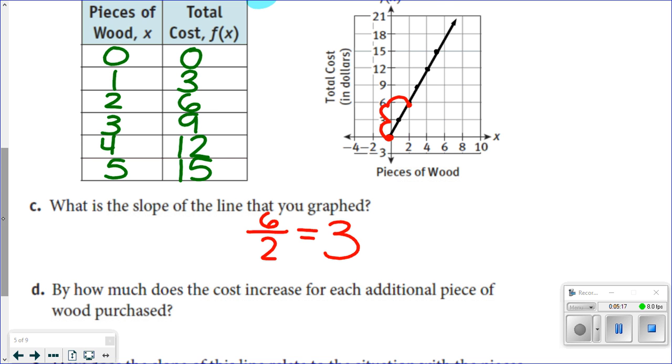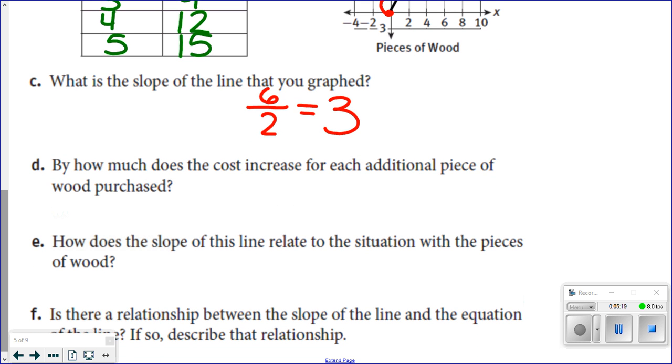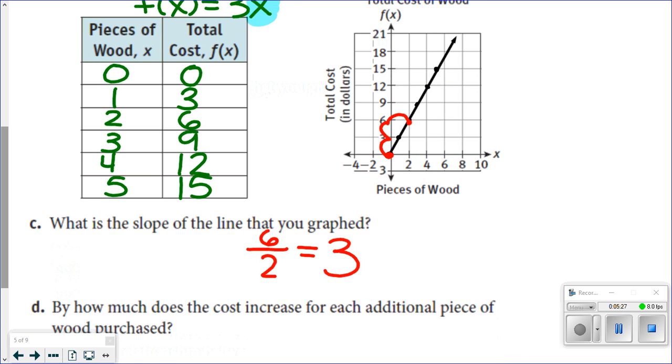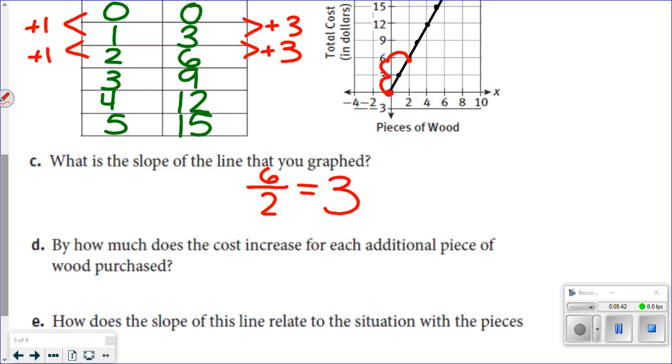All right, question D. By how much does the cost increase for each additional piece of wood purchased? Well, let's look at our table for this one. Okay, if I'm looking here, I'm adding one piece of wood. Here, my cost is going up by $3 every time. So question D, my answer is we're increasing by $3.